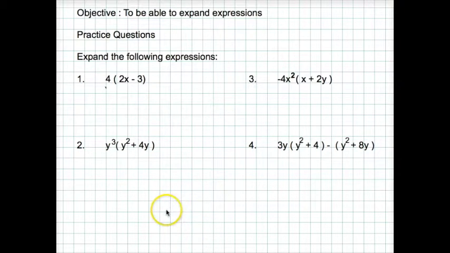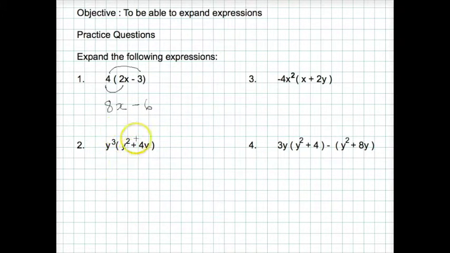Hi, welcome back. Let's now go through these model answers. We're just expanding each of these expressions. Now what that means is we multiply the terms that are inside the brackets by the term or number that is outside the brackets. So this first one just becomes 4 times 2x is 8x, and then 4 times minus 3, which is minus 6.